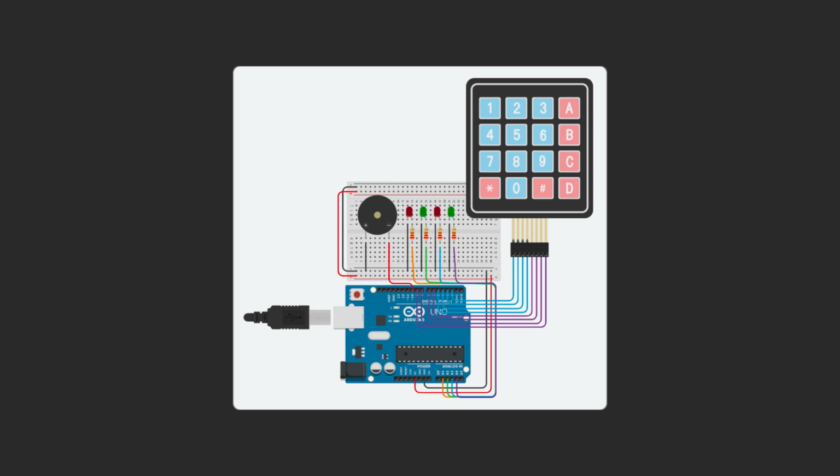Connect the piezo buzzer's positive leg to the negative terminal. Then connect the negative leg to the Arduino pin 10. Connect the LED's positive leg to Arduino pins A1 to A4 using a 220 ohms resistor. Then connect the negative leg to the negative terminal.